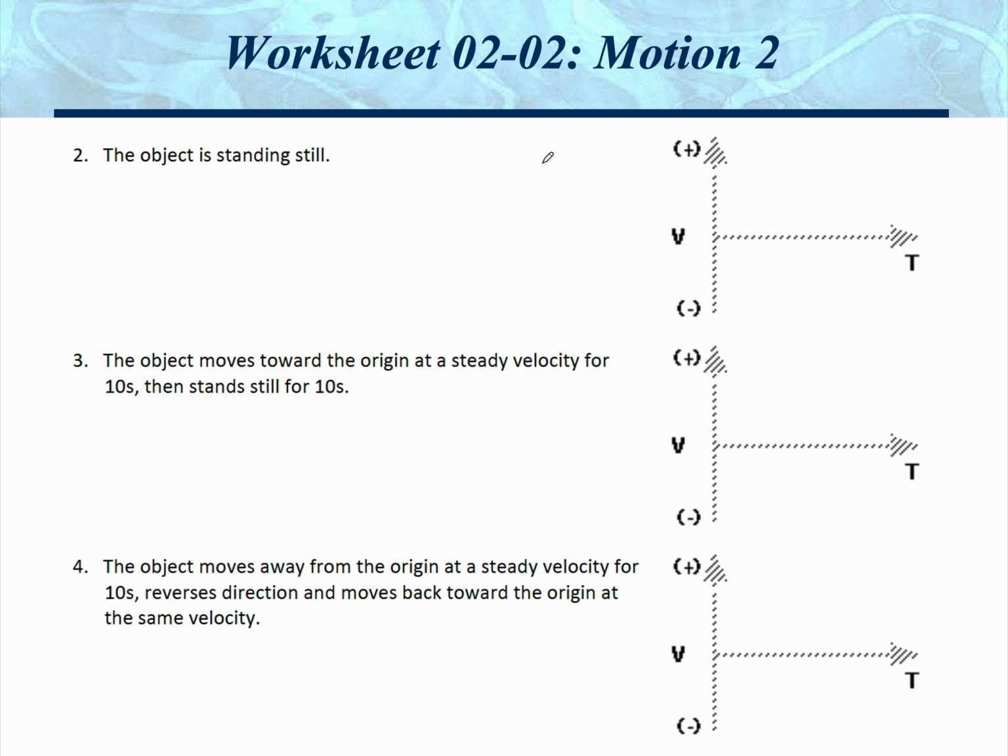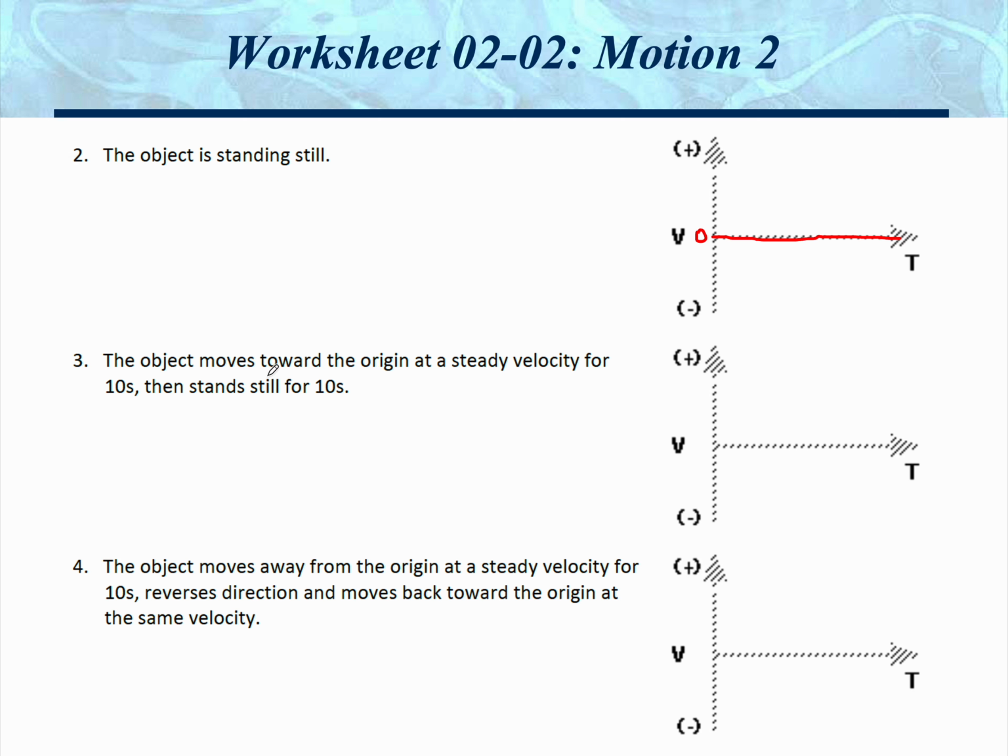Worksheet 2 is one that you're going to be drawing tonight, where you're drawing not position versus time, but velocity versus time. So in this case, we're going to be drawing these. An object is standing still. What does it mean its velocity is going to be? Well, it should be constantly 0. In this case, the graphs will have positive and negative ends. 0 should be right in between the two.